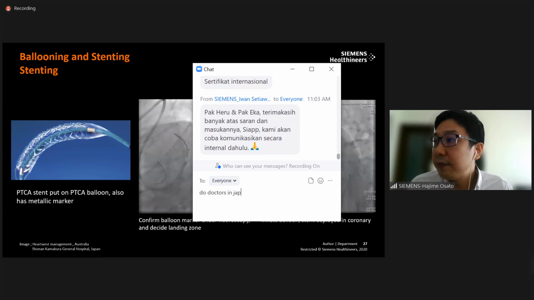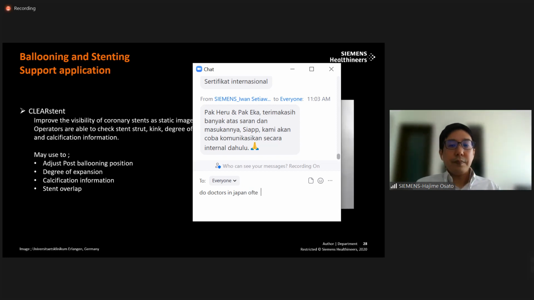All right. Current coronary stents are made thin to reduce the metal amount. It is for patient benefit. So sometimes we couldn't see the stent with normal fluoro and acquisition. Clear stent supports this issue. It improves coronary stent visualization.